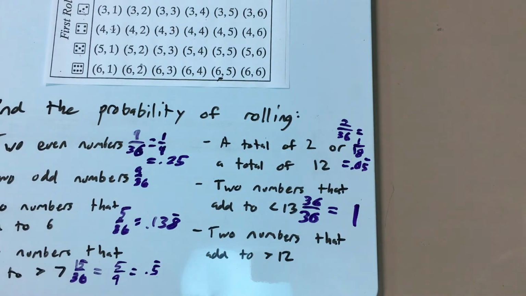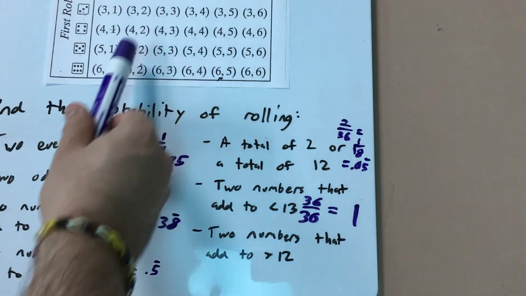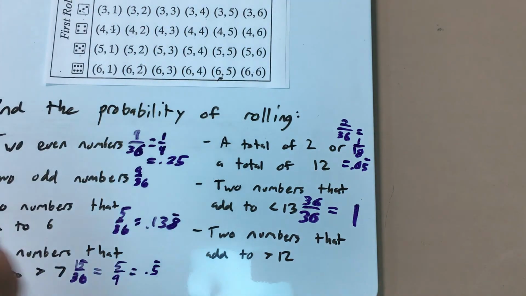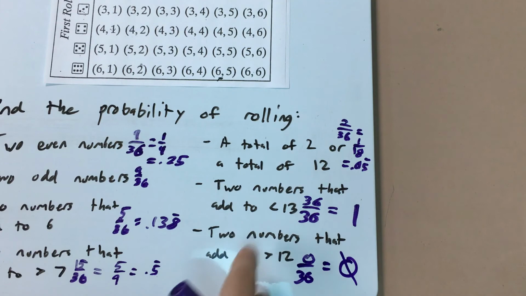Now here, we have two numbers that add to more than 12. This is kind of the opposite of the most recent problem, the less than 13 problem, because if we're looking for numbers that add to more than 12, every combination we can see here is going to add up to some number between 2 and 12 inclusive. Nothing is more than 12. So there's no ways to get that out of 36 total possibilities, giving us a probability of 0.